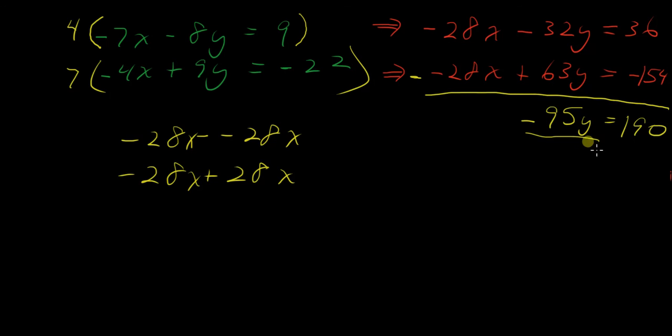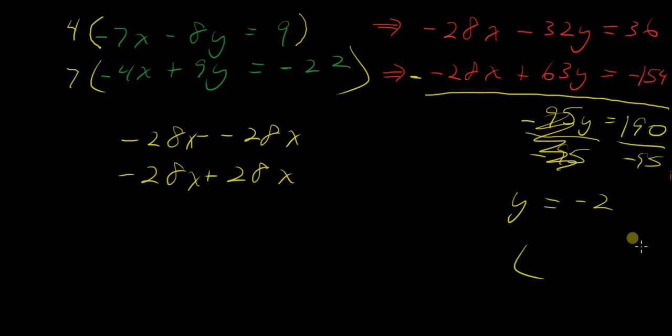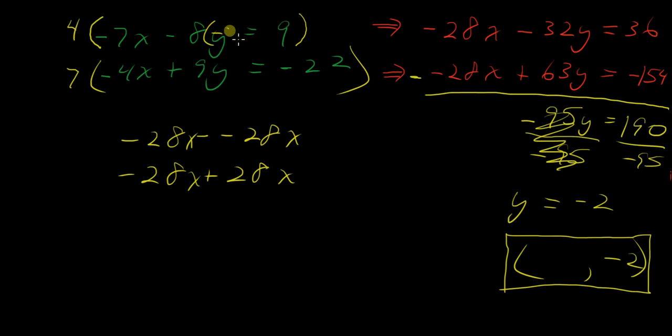Okay, we're almost there. Divide both sides by 95. This just turns into a 1y, which is just a y. And we now know if we do the division here, we get negative 2. And so for our ordered pair, we now know this part of our answer. Okay, this is the answer, but we don't have the x part yet. So that's where you come back to your original equations and pick either one. Doesn't matter. We now know y is negative 2.